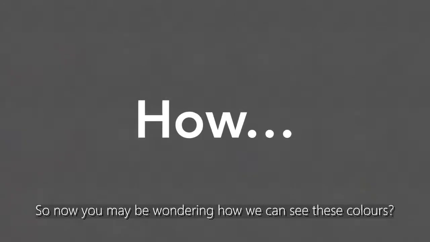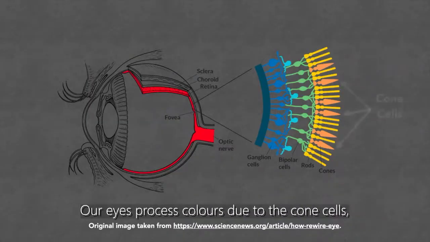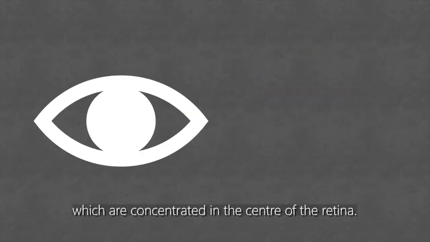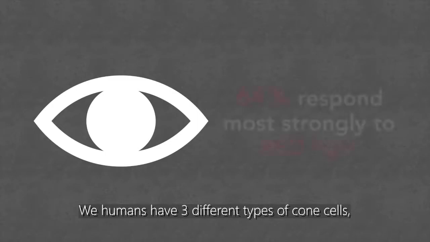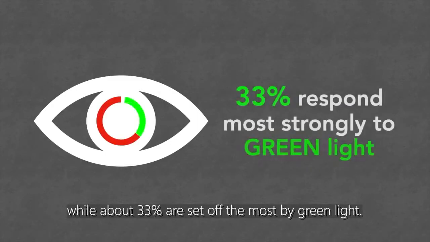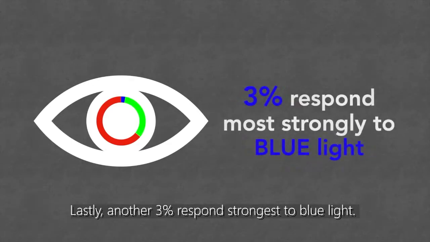Pretty cool, right? So now you may be wondering how we can see these colors. Well, it has to do with how our eyes process colors. Our eyes process colors due to the cone cells, which are concentrated in the center of the retina. We humans have 3 different types of cone cells. 64% of them respond most strongly to red light, while about 33% are set off the most by green light. Lastly, another 3% respond strongest to blue light.